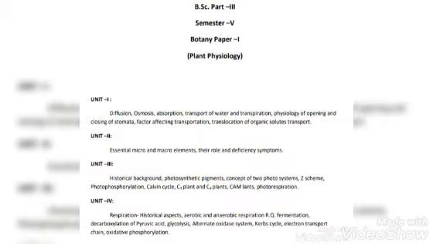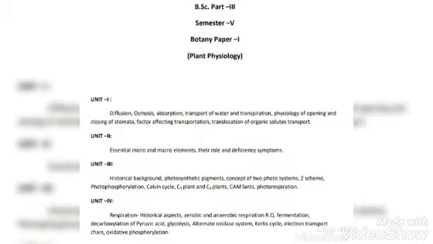Dear students, this first paper is of plant physiology, and this paper contains 4 units. That is, first one is diffusion, osmosis, absorption, transport of water and transpiration, physiology of opening and closing of stomata, factors affecting transportation, translocation of organic solute transport. And the unit second consists of essential micro and macro elements, their role and deficiency symptoms.